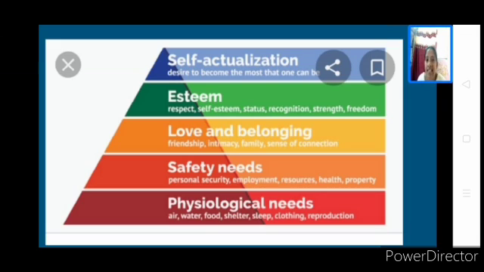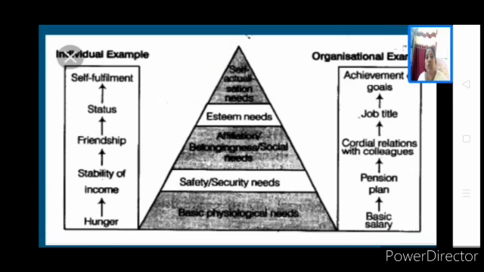This theory has been accepted worldwide, but we do have some critics. But apart from the critics also, this is the one theory which is accepted by the entire world. So why are we studying this theory actually? Why do we want to study Maslow's hierarchy of needs theory in our motivation topic? Try to understand here: in the process we have seen that until and unless a person has a need, he cannot be motivated at all.